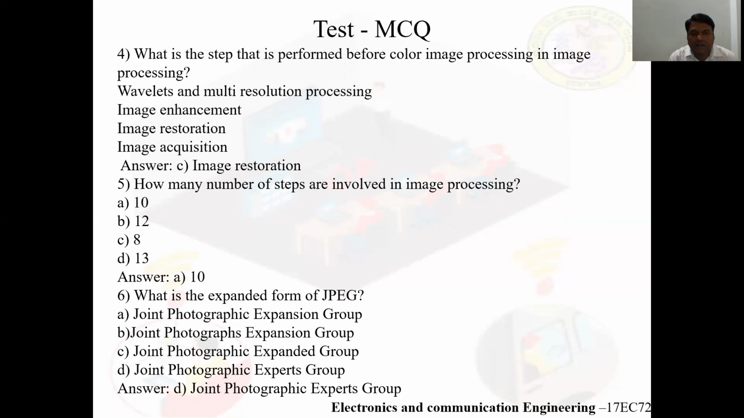What is the expanded form of JPEG? Joint photographic expansion group, joint photograph expansion group, joint photograph expanded group, joint photographic experts group. The answer is D, joint photographic experts group.